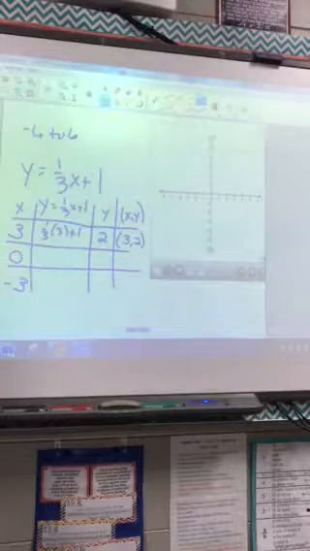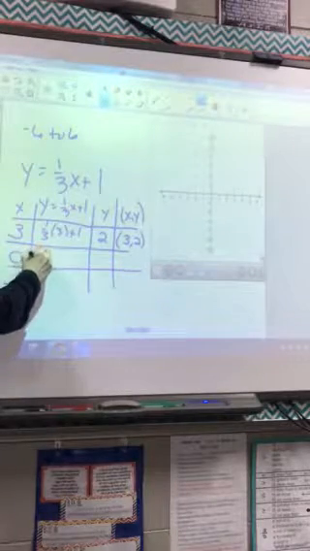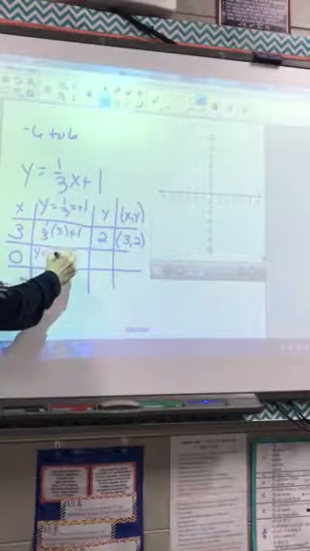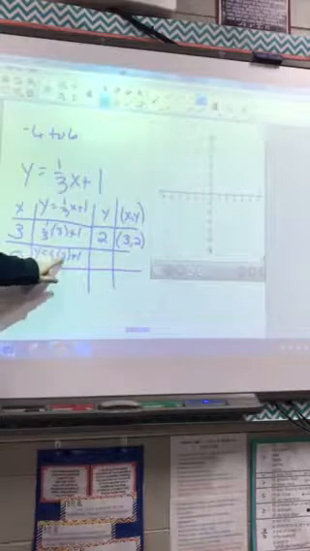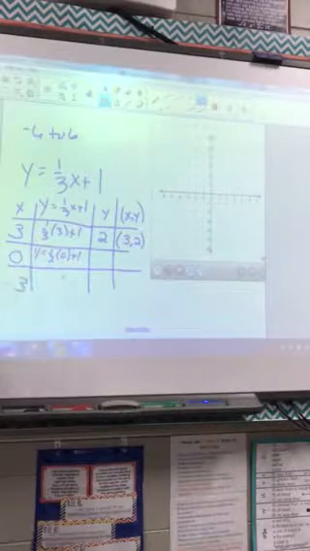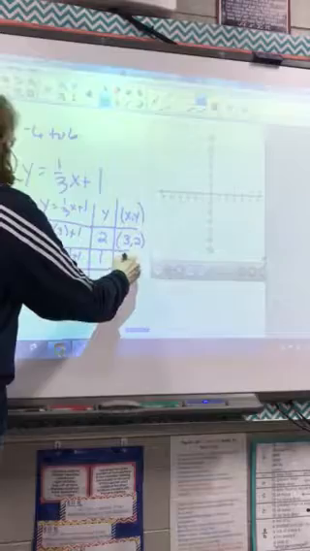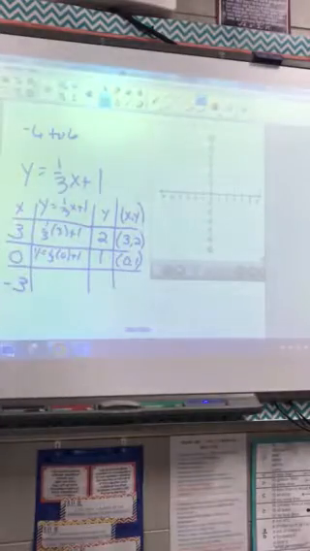Now I'm going to solve it for 0. y equals 1/3 times 0 plus 1. 1/3 times 0 is 0. 0 plus 1 is 1. Another point is (0, 1).